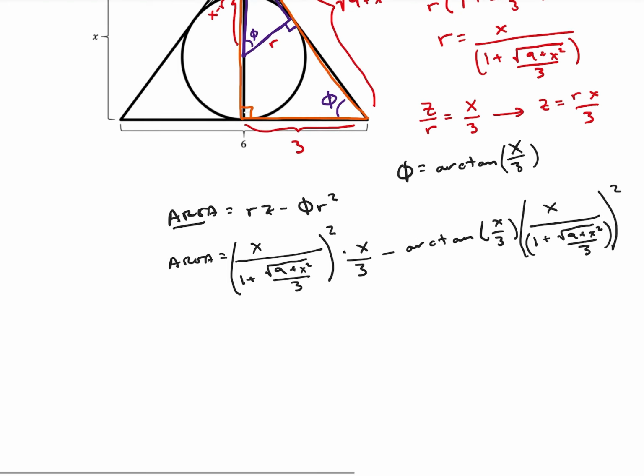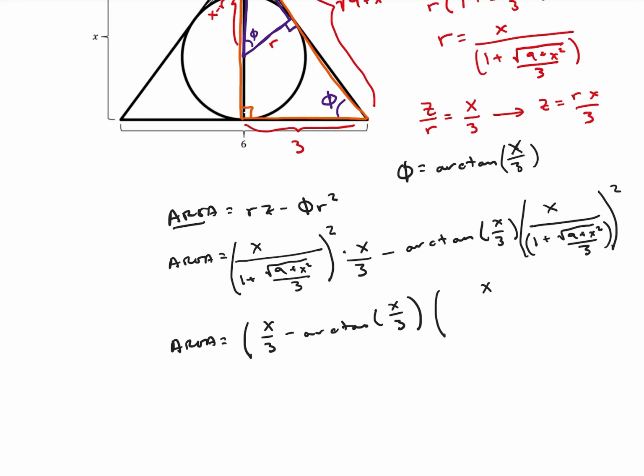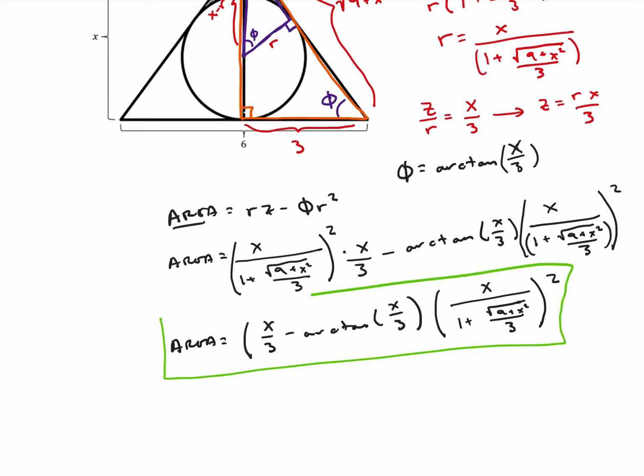Okay, so I can see that I can simplify this just a little bit. And I can get that my total area is going to be equal to x over 3 minus arctan of x over 3 multiplied by a quantity x over 1 plus the square root of 9 plus x squared divided by 3 squared. And this is going to be my solution. So it is not pretty, but I can confidently say that that is going to give us our area.